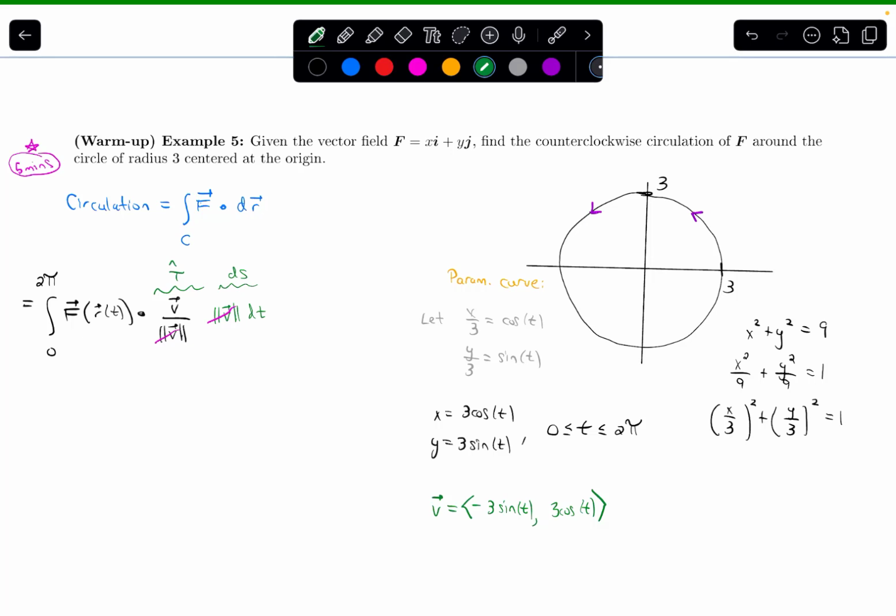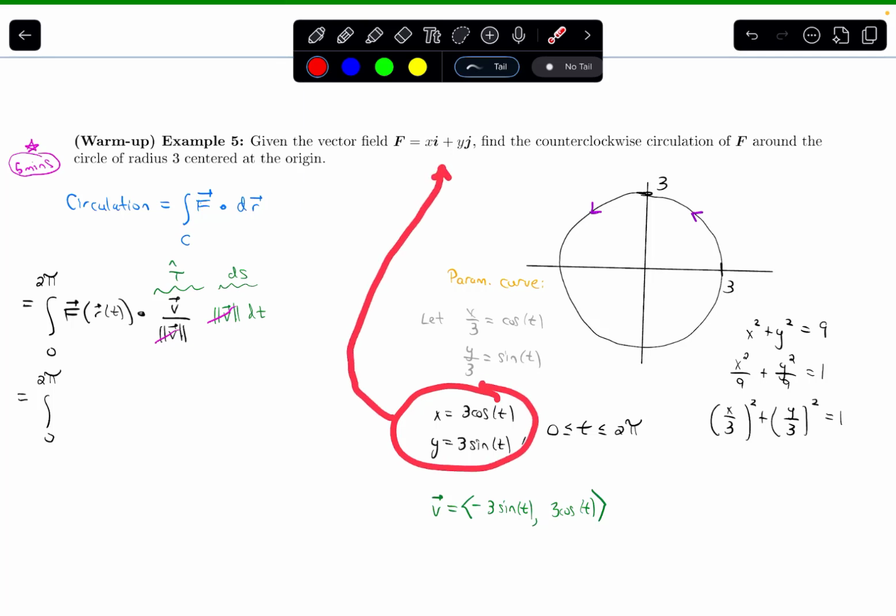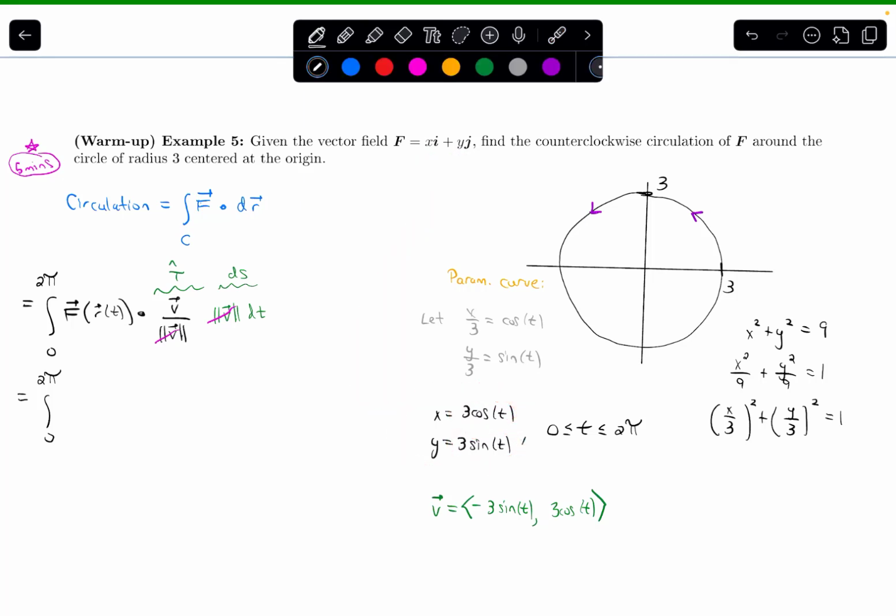Okay, so now let's plug in. So I've got my integral from 0 to 2 pi. And this f of r of t means take the parameterization for our position and plug these into our vector field. So for x, I am going to plug in 3 cosine t. For y, I'm going to plug in 3 sine t, and that'll give me that vector. So plug it in for x, I'll get 3 cosine t, comma, plug it in for y, I'll get 3 sine t. Okay, so we're subbing in our parameterization.